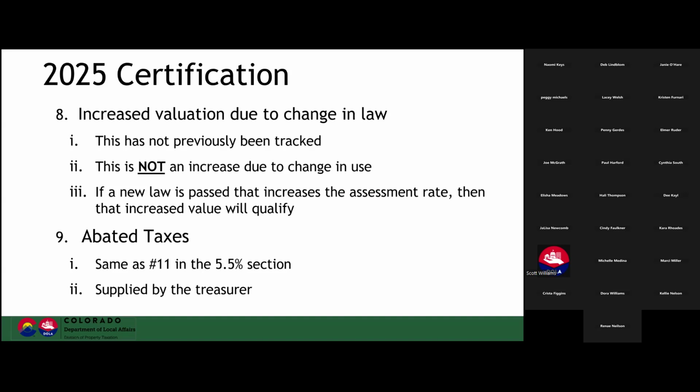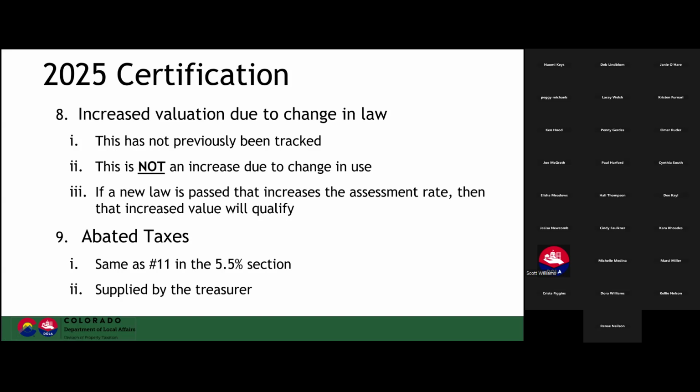Line number 8, this is brand new, okay? This is AH on your form. This is the increased valuation for assessment due to a change in law for classification. This is not a change in use. If you had a residential property in 24 and it was converted to a commercial property on January 1 of 25, that's a change in use, not a change in law. So do not track that.